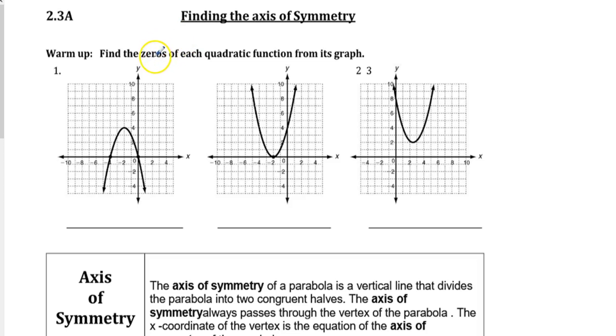So we're going to start out by having you find the zeros. That's the x value when y equals 0. So we want to know, what are the zeros? What are the x values when y equals 0?